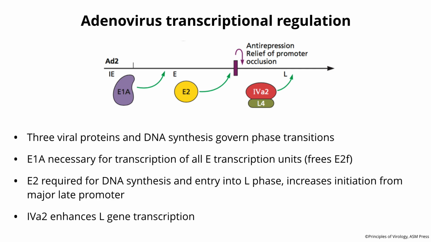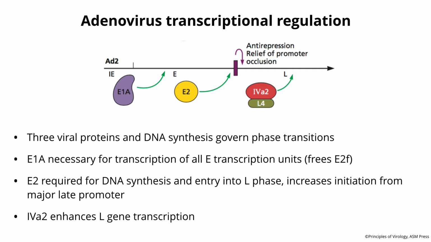Now let's take it one step a little more complicated, just to show you that not everything is an early and late phase. And here we have adenovirus, transcriptional regulation. Now here we have 3 viral proteins that are going to regulate DNA synthesis and the transitions between the different phases of transcription. So for SV40, we had 1 protein that could do it. Here we have 3. The first one is E1A, which we've already talked about. E1A is an immediate early gene product. So here we have 3 phases: immediate early, early, and late.